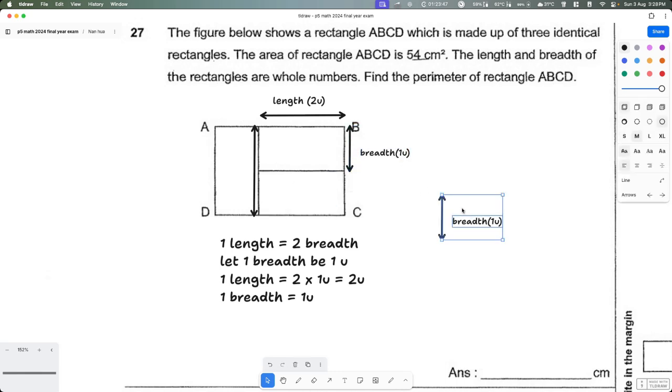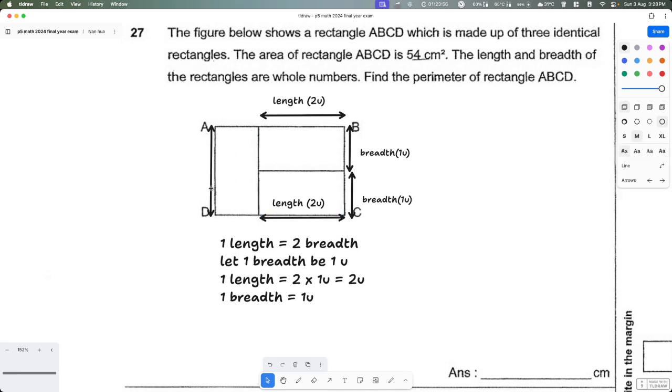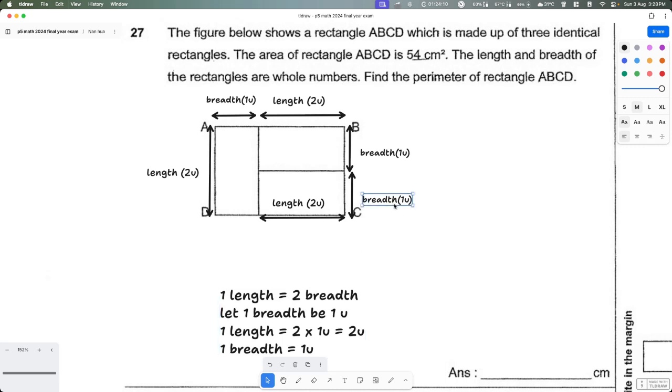So this is one breadth. This is one breadth. This is one length. This is one length as well, like this. Then this is one length as well. I think you can see the pattern, right? So I'm going to put an arrow over here. So this is one breadth. And at the same time, I'm going to put it here as well, one breadth at the bottom.